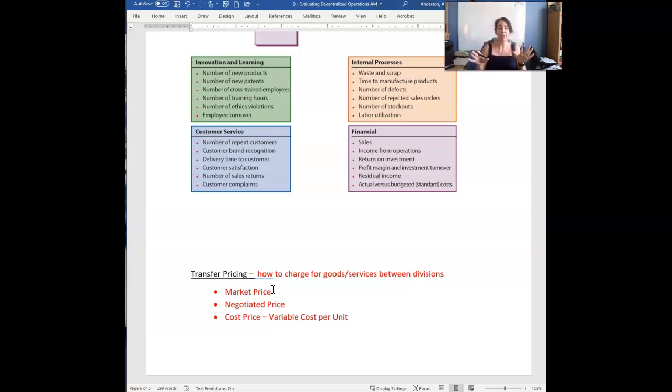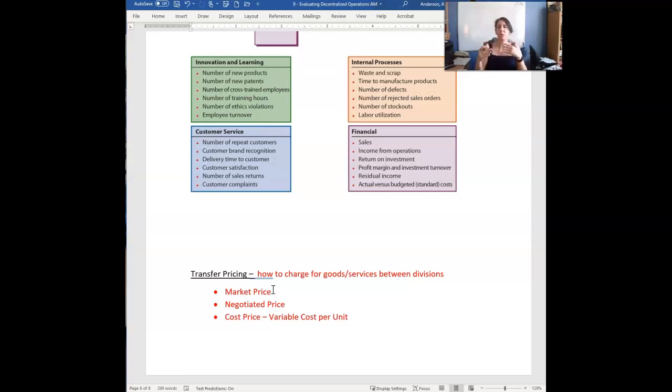All right. The other way they could do it is company A could sell it to company B at cost price, right? So that is however much the variable costs were, that's how much we're going to charge company B, because it seems silly to be making a profit when we're all under the same overall company, right? So cost price, variable cost. So if it costs me $3 to make it, that's what I'm going to charge you. All right, so there's cost price.